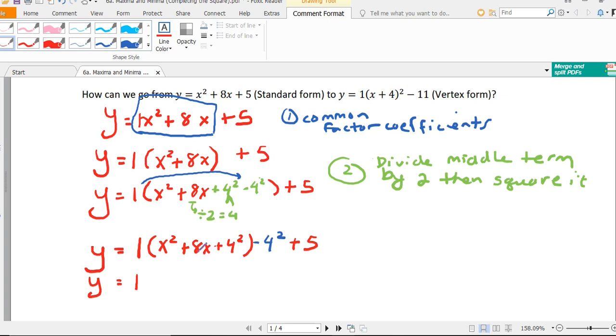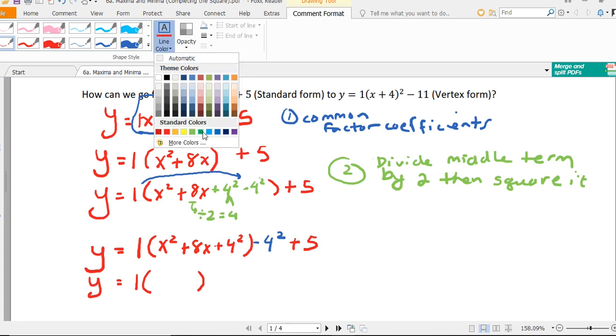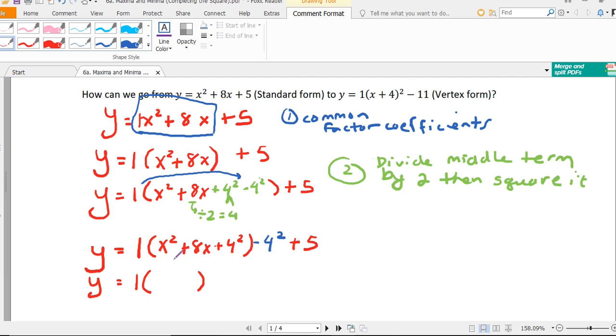Okay? Now, if that made no sense, that's okay. It just probably means you forgot what a perfect square is. But that's okay. If I looked at what's in the bracket, I'm going to ask myself, well, how do I factor that? So I'm going to use a different color. Let's go with purple this time. I'm going to look at that, bring it out, and ask, okay, how do I factor that? X squared plus 8x plus 4 squared.